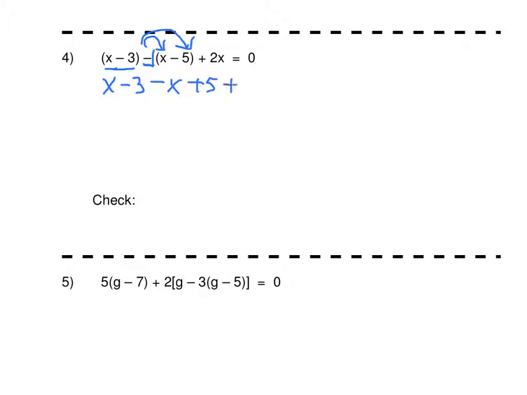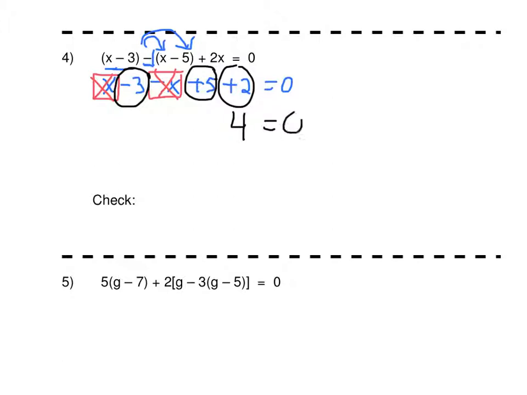Then I add 2x, bring that down, and then I have 0. And it's okay to have 0 over there. What I want to do next is combine like terms. So I have an x, and I have a minus x. X minus x, that just makes 0, so these go away. Then I combine the negative 3 and the positive 5, that makes 2, and 2 plus 2 makes 4. So I get 4 equals 0 as my result.